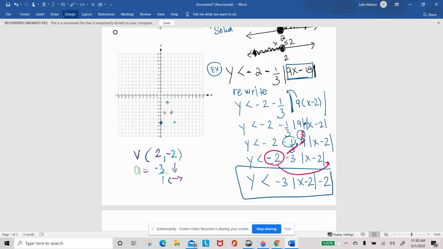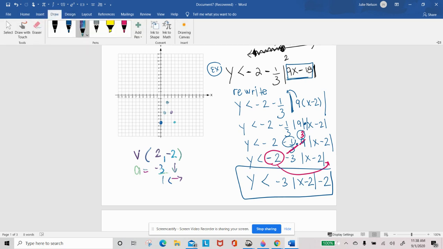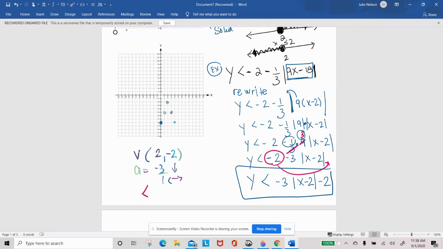Is this going to be dotted or is this going to be solid? Well, this less than symbol, because there's no equal, so no equal means that it's a dotted line, right? That it's going to be a dotted absolute value function because it can't be exactly that amount. It has to be less than that amount. And this less than symbol means to shade under, right? So shade under, I start at the vertex and I work my way down.